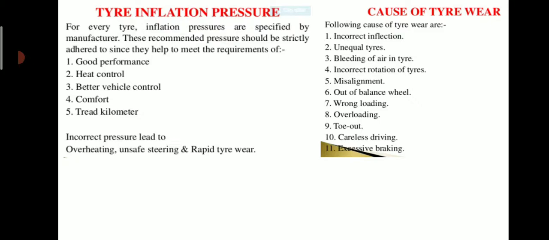Let us see what are the causes of tire wear. Following are the causes of tire wear: incorrect inflation, unequal tires, bleeding of air in the tire, incorrect rotation of tire, misalignment, out of balance wheel, wrong loading, overloading, toe out, careless driving, and excessive braking. These are some of the causes of tire wear. So factors affecting the tire life are inflation, vehicle maintenance, manner of driving, and miscellaneous factors.